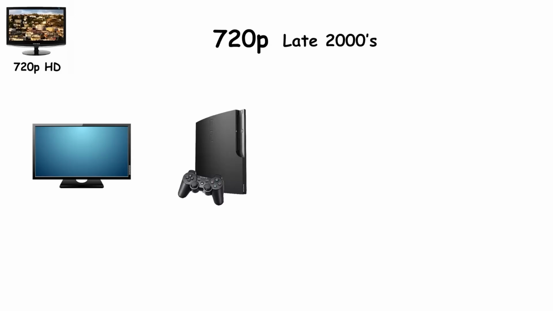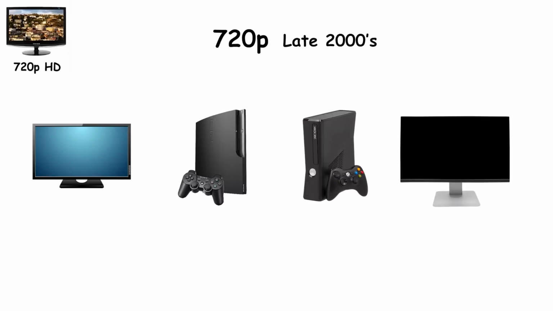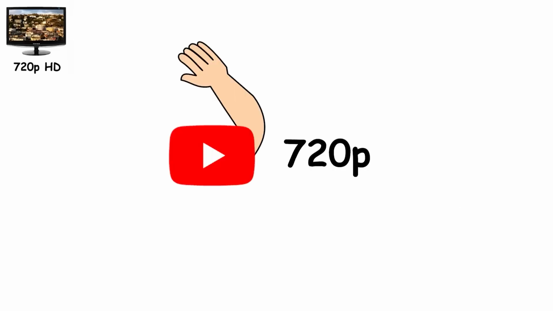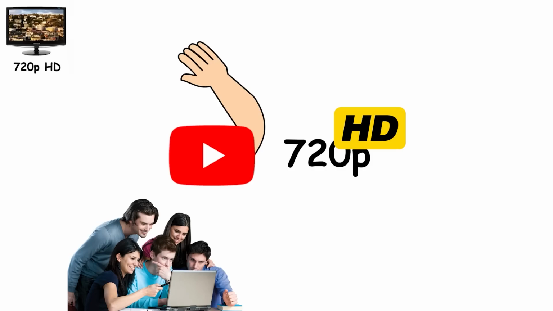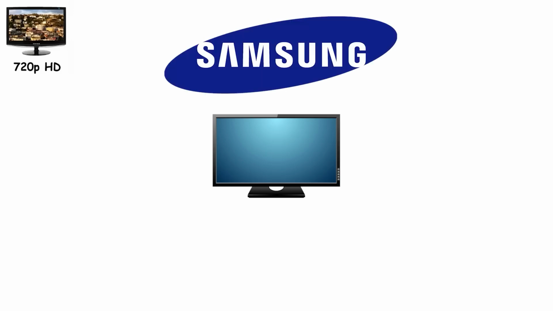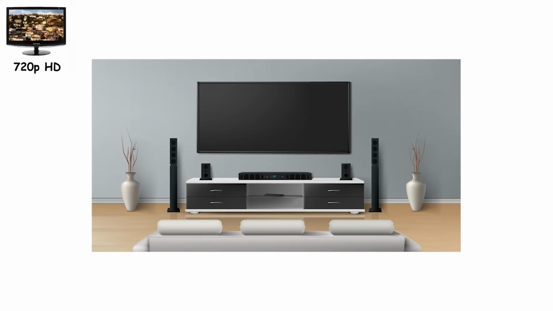This is why 720p took over in the late 2000s. Early HD TVs, PlayStation 3, Xbox 360, and PC monitors all jumped on it. YouTube even slapped an HD label on it, and suddenly everyone wanted 720p, even if their internet connection screamed every time they clicked play. Flat panel TVs from brands like Samsung started filling living rooms, and suddenly everyone's entertainment center looked sleek instead of bulky.